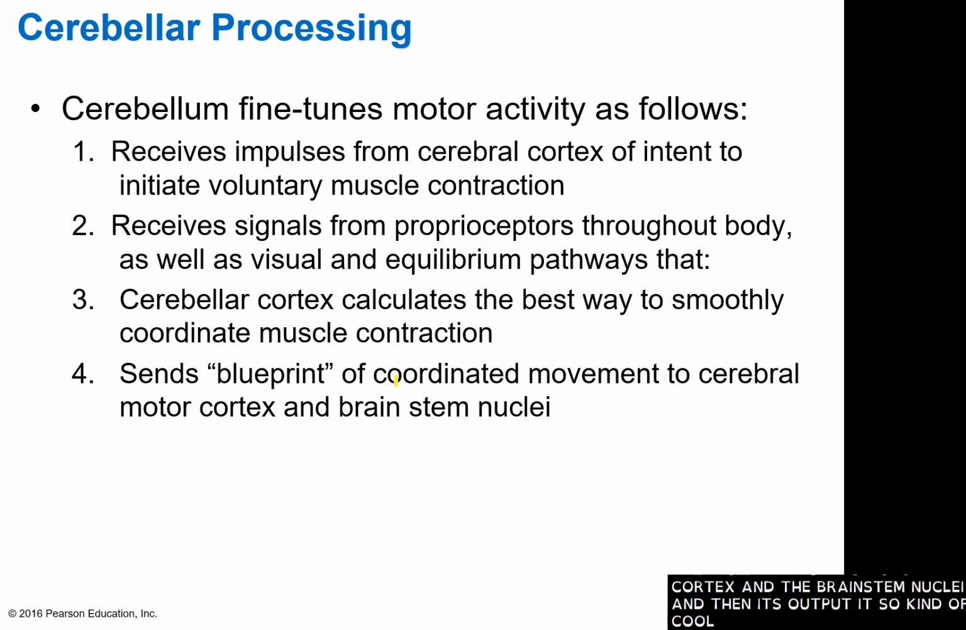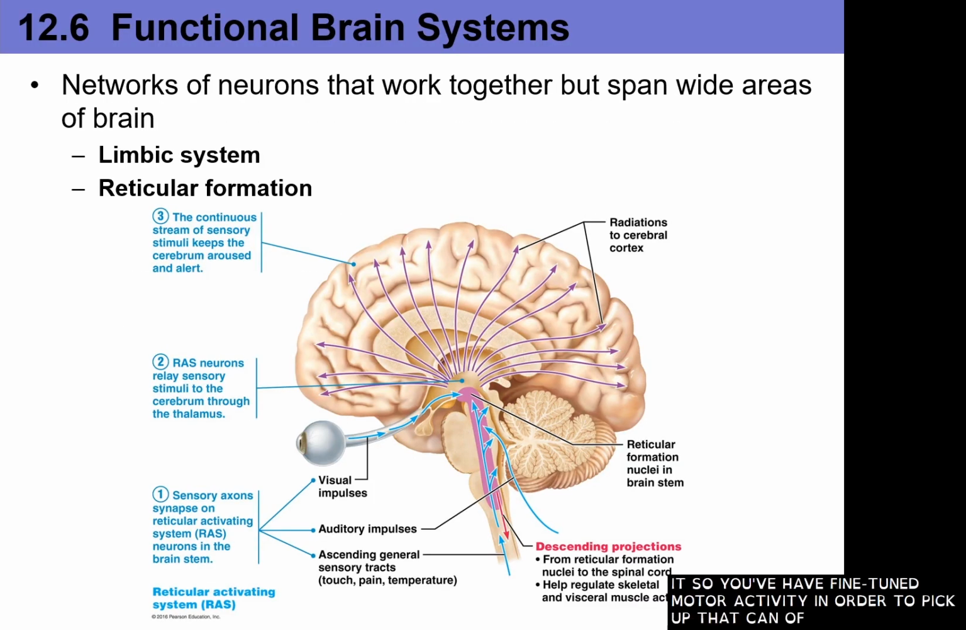Kind of cool how it's all linked and processed together for something as simple as, say, picking up an aluminum can or soda can. If you squeeze that can too strong or too hard, you'll crush it. So you have fine-tuned motor activity in order to pick up that can. And if that wasn't working properly, you would crush the can or not be able to pick it up.